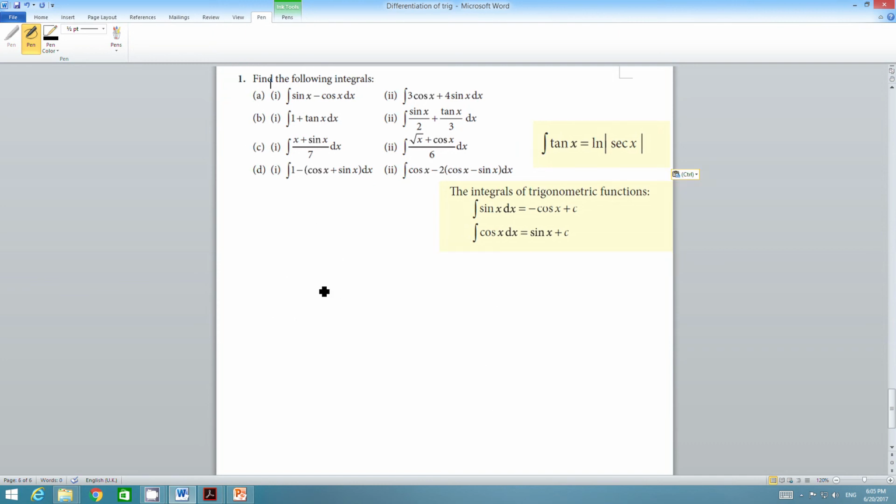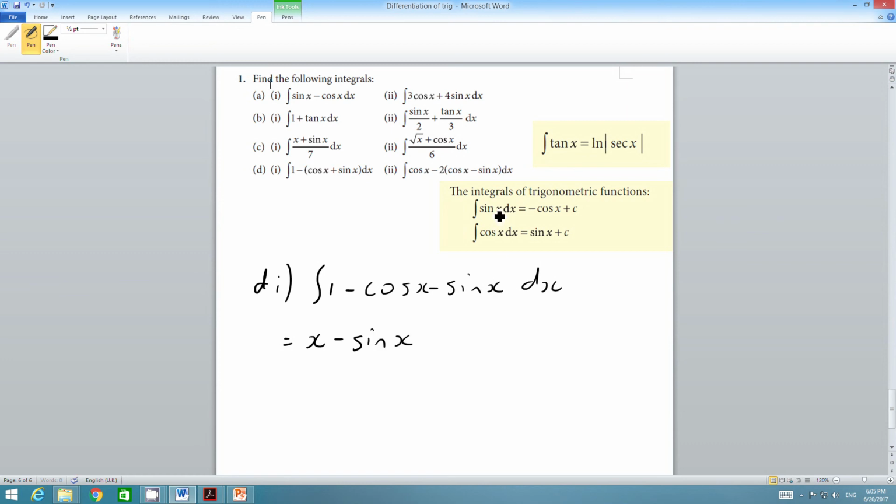Okay, so let's take a look at the last example here. Activate the pen. Okay, so let's go and take a look at D part 1. They tell us to find the integral of 1 minus, and now the first thing I want to do is expand these brackets with a negative. So I'm just going to say negative cosine of x minus sine of x dx. So if I want to integrate 1, the integral of 1 I know is x because we are integrating in terms of x. The integral of cosine of x is positive sine of x. So I'm just going to write here minus sine of x.